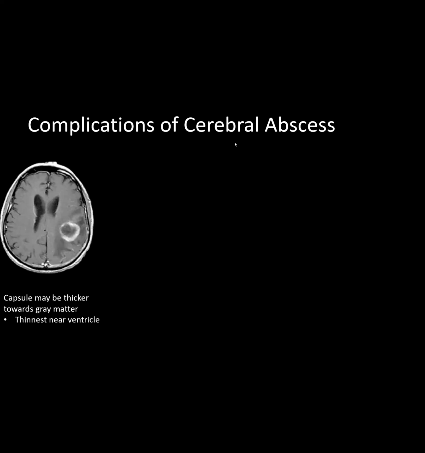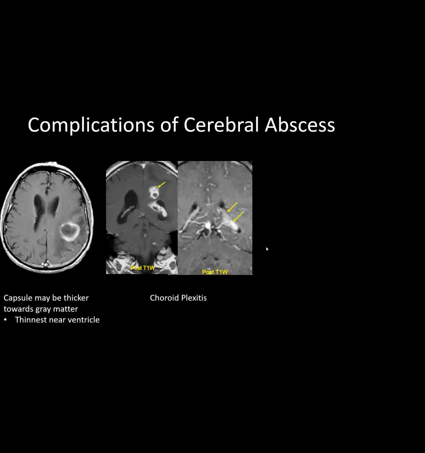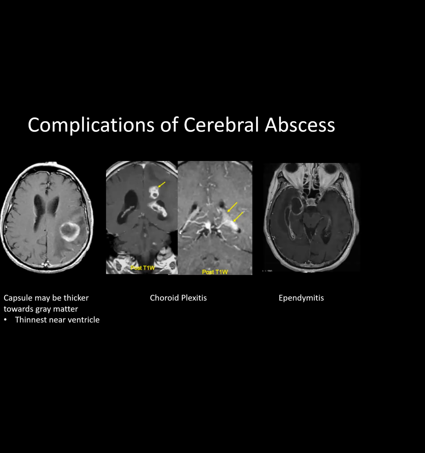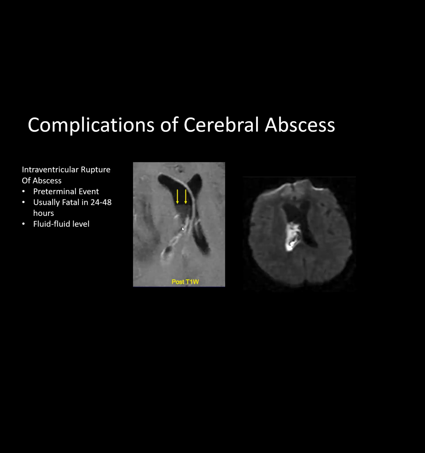In terms of complications of abscesses, classically, the outside of an abscess is going to be thicker because there's more blood flow towards the cortex. The inside is thinner, so that predisposes these to causing ventricular complications and intraventricular rupture. So you can get ventriculitis, choroid plexitis, and you can have where it frankly ruptures into the ventricle. When that happens, that's typically a pre-terminal event. People that have intraventricular rupture of an abscess don't live for more than one or two days afterwards, typically.